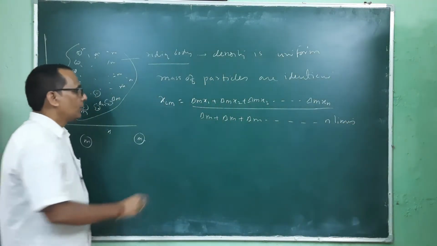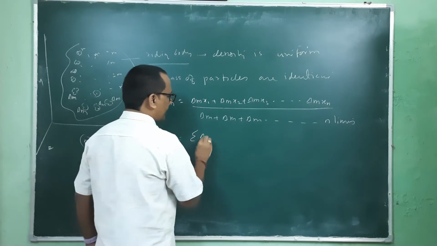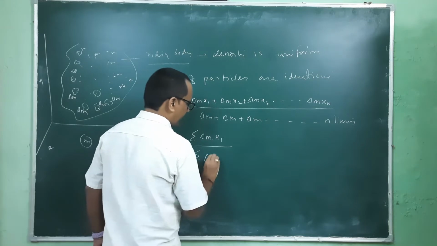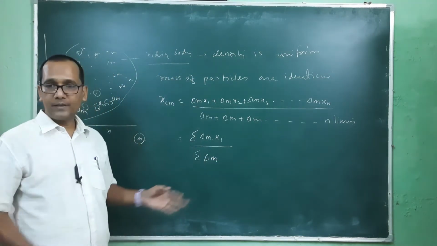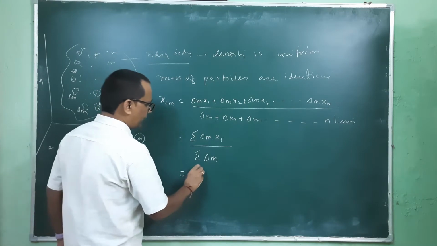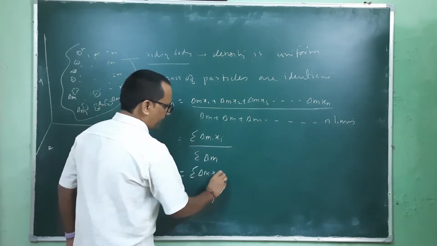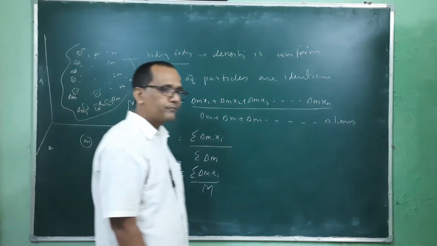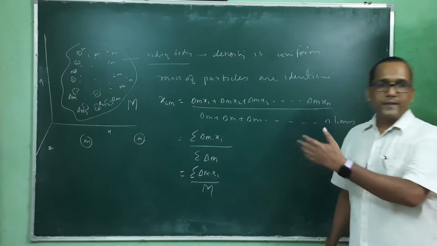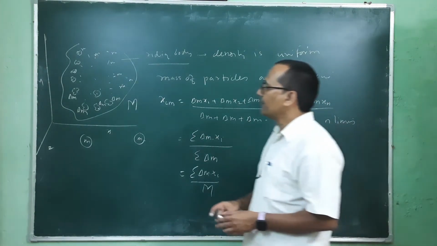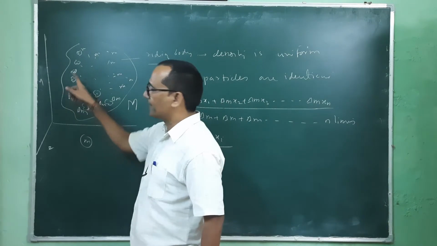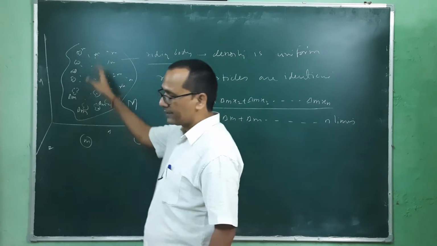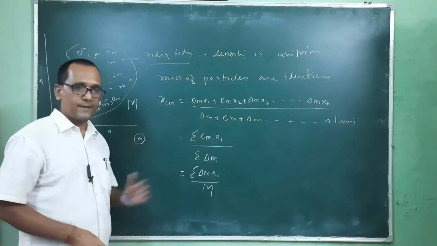So in terms of summation, we can write this as equivalent to the summation of delta m multiplied by xi, divided by the summation of delta m, and this delta m is the mass of that whole body. So this is equivalent to the summation of delta m multiplied by xi, divided by the capital M, where this capital M is the mass of this body. So this is the discrete method, where we have taken individual segments, individual parts, and the positions are x1, x2, x3, and so on up to xn, and one can write it like this.